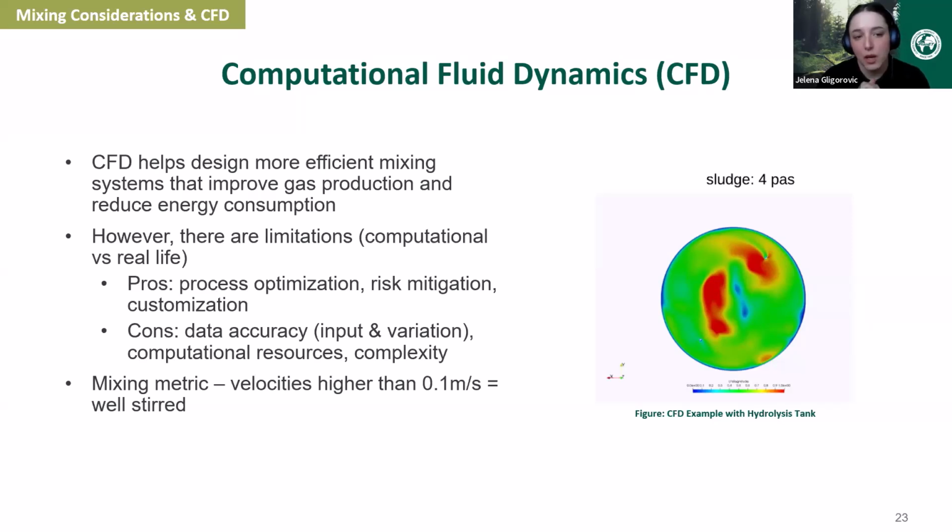So for a mixing metric that we use, any velocity higher than 0.1 meter per second is considered well stirred. The example that I have is for a hydrolysis tank with sludge in it, and so you'll see the areas of red with the mixers. That is right where the mixers are, and then the middle of the blue is the 0.1 meter per second. So this tank is considered well stirred overall. And then again, this also doesn't account for shifting the mixer location to accommodate different areas of the tank as needed, which we can do.